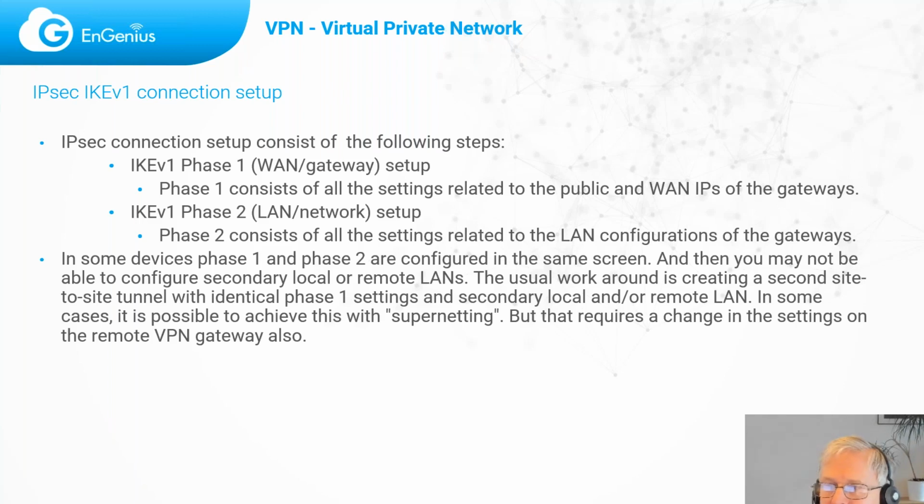Depending on the device you are using, you will see that phase 1 and phase 2 are configured in the same screen, and then you might not be able to configure secondary local or remote networks. The usual workaround is to just create a second site-to-site tunnel with identical phase 1 settings and different secondary remote LAN settings, or use supernetting.